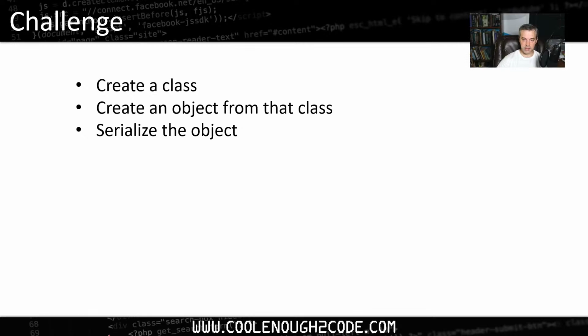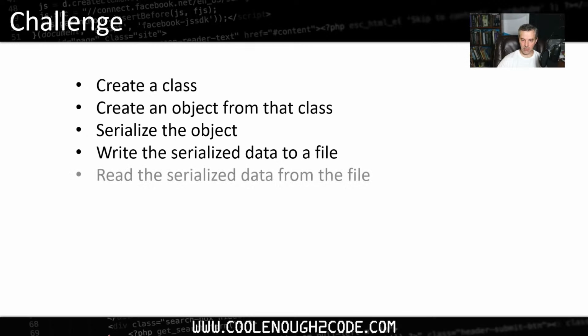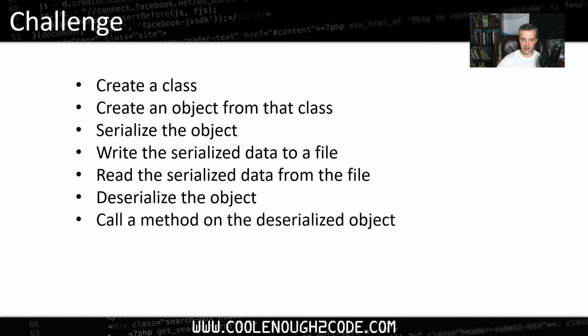And then I want you to serialize the object, similar to what we saw in the code. Now here's where we deviate from what we saw in the code samples. I want you to take the serialized data and write it to a file. And then when you have that file written, I want you to read that same file and get the serialized data from that file. And then I want you to deserialize that data back into an object, and then call a method on your object with that deserialized data.